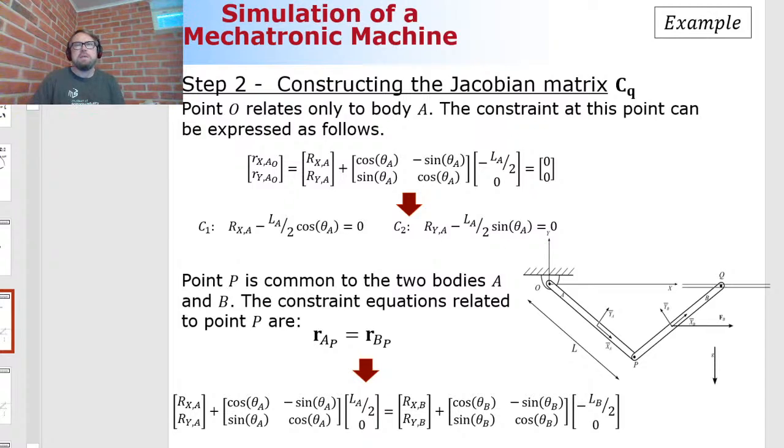Step number 2, Jacobian matrix. The first important thing we have to have in a Jacobian matrix are the constraints. Once we have the constraints, then you just use mechanical mathematics and that's it. The first constraint is the one located here. This is point O, and point O is located at the origin of the global coordinate system.